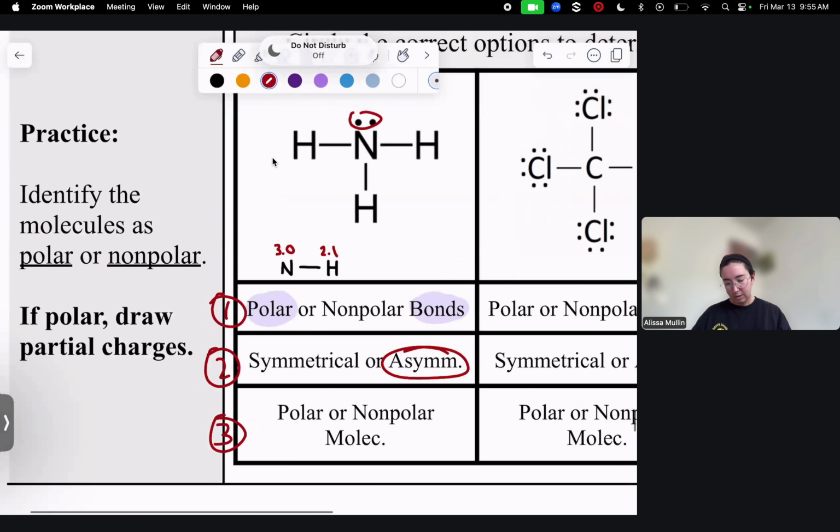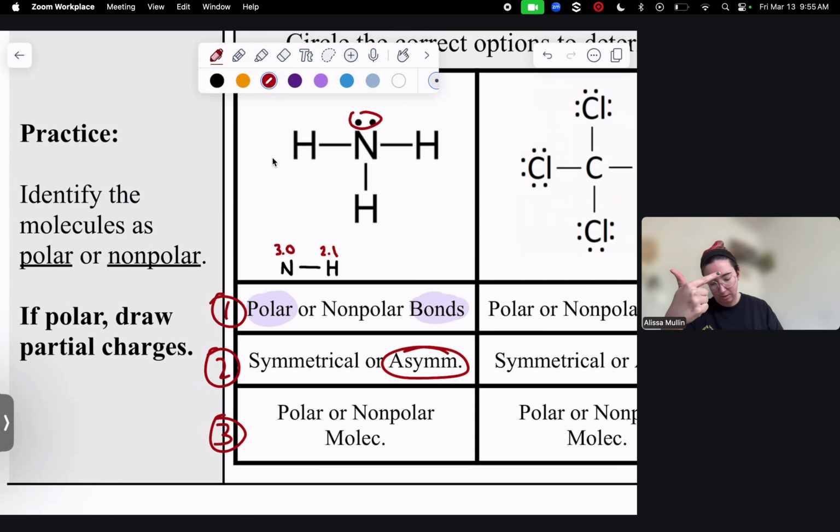Okay? So it has polar bonds and they don't cancel and it's asymmetrical. That means it's a polar molecule. Okay? So I know that's a lot of steps, so use your tools as you're practicing. Let's look at this one.